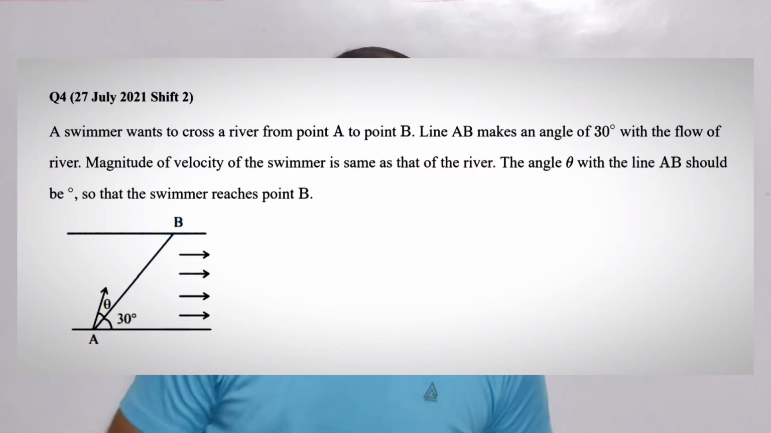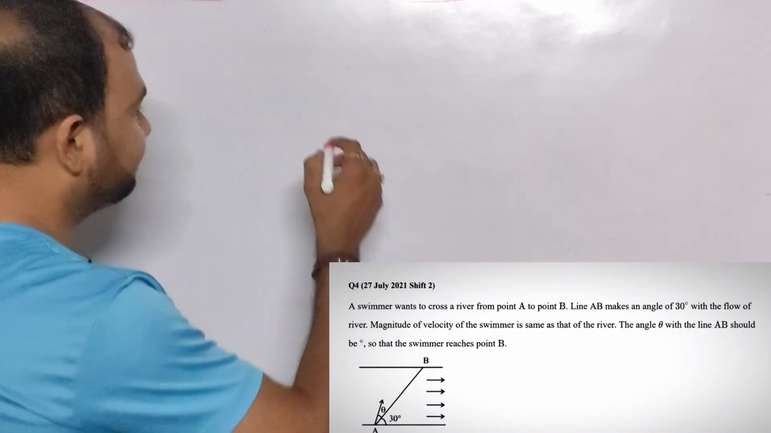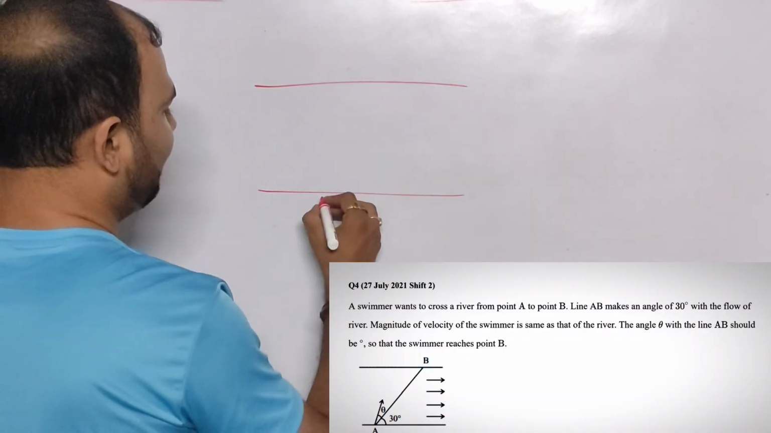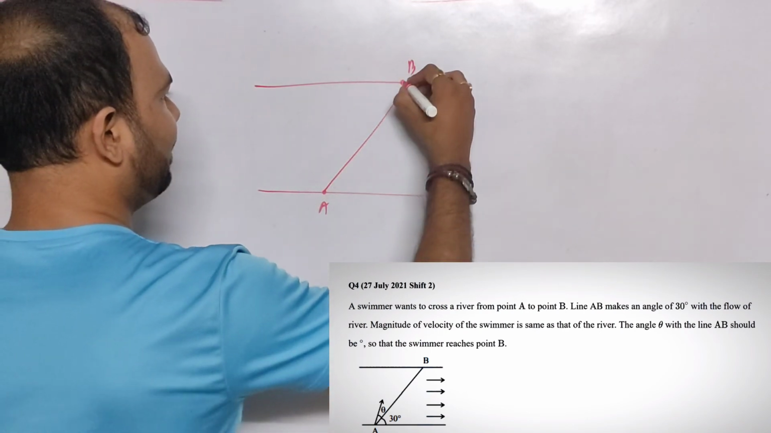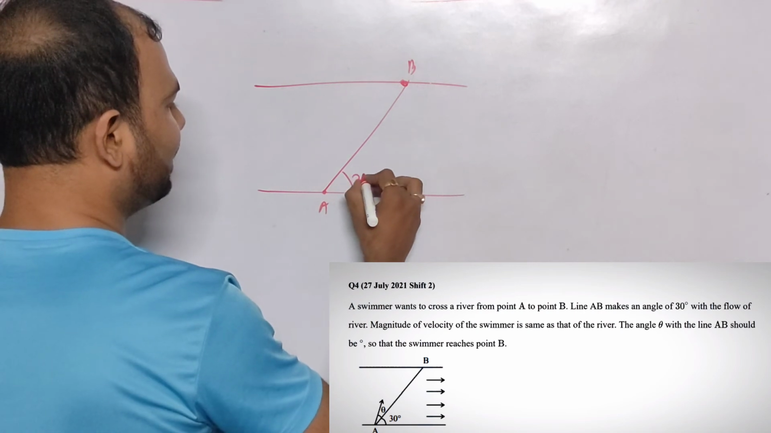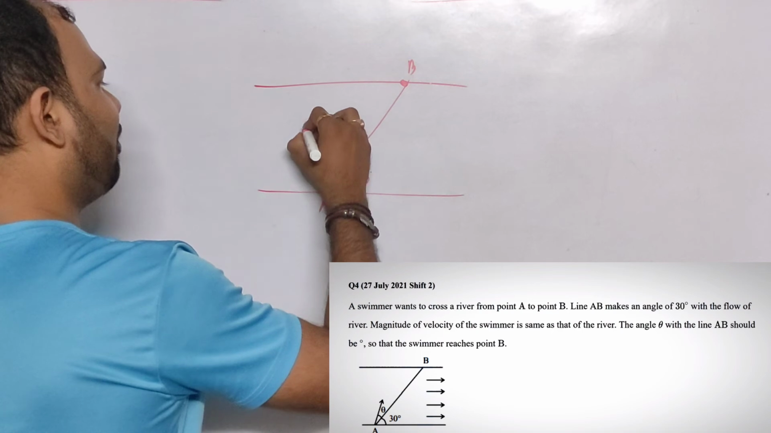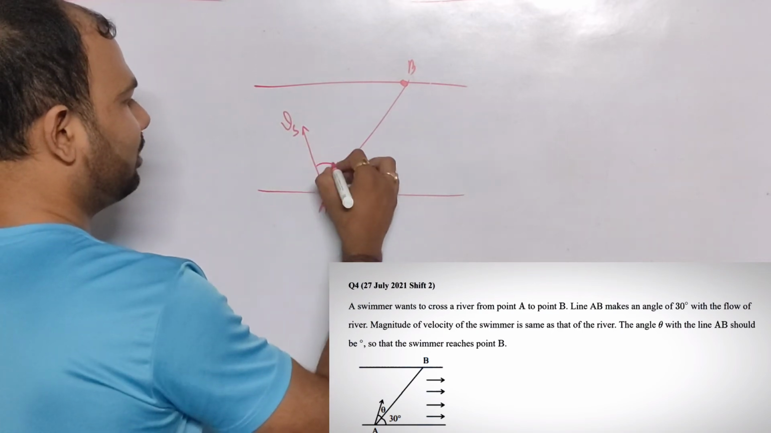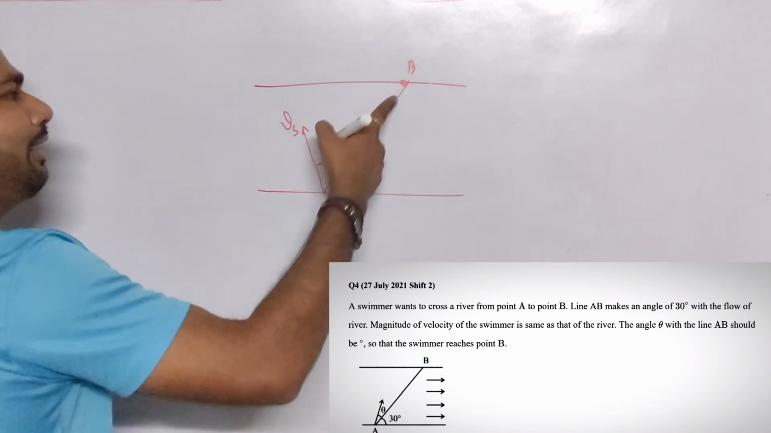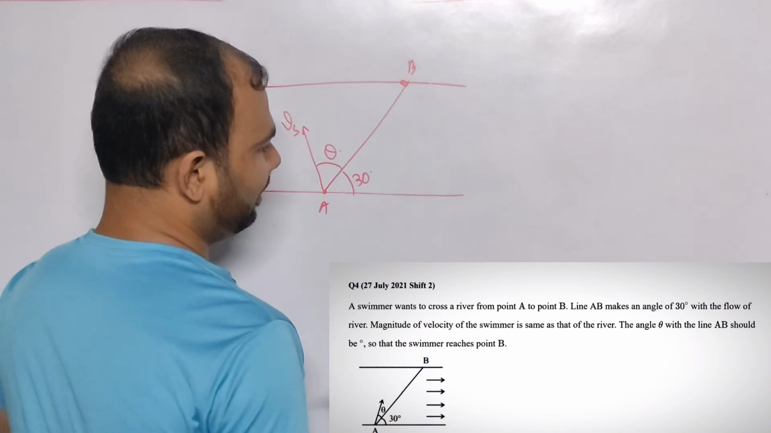Okay, moving on to the next question. The next question on your screen tells us there is a river, a point A and a point B. If we draw a line, it will create a 30 degree angle. What will be the angle for a swimmer with this line so that he can reach exactly to point B?